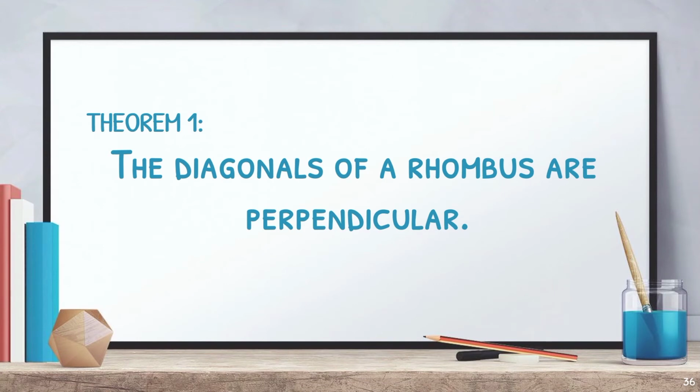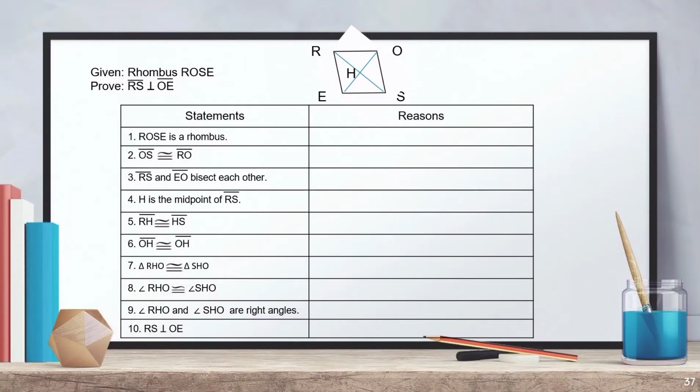Theorem number 1 on rhombus. The diagonals of a rhombus are perpendicular. Let us prove that theorem by considering this given example. So we have there the given rhombus ROSE. We are going to prove that diagonal RS is perpendicular to diagonal OE.